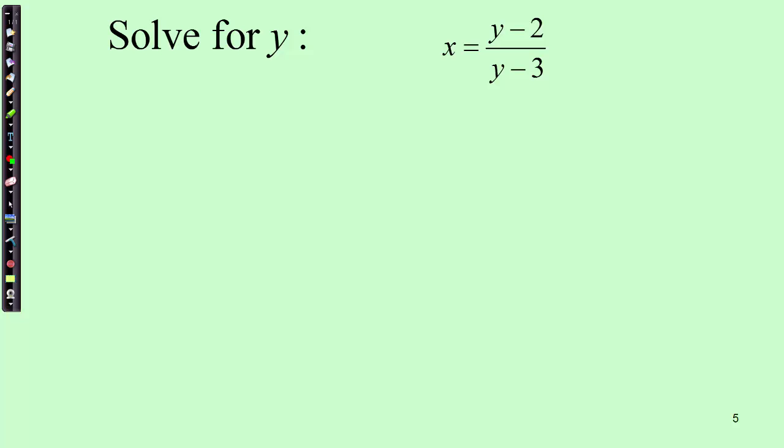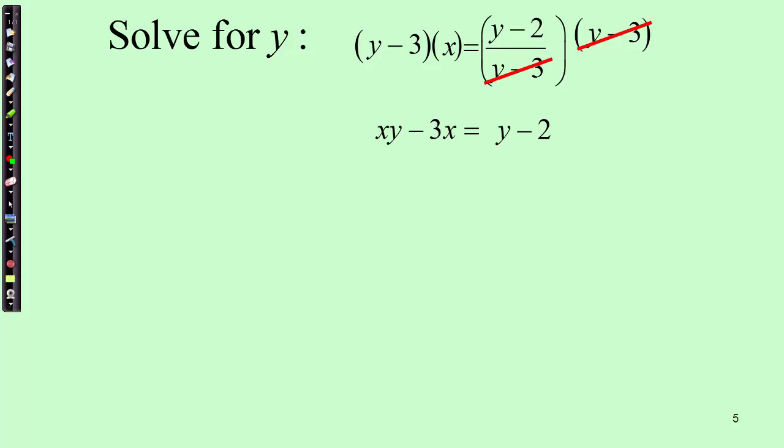See another one, solving for y in this equation. This is like some that we did in the first section, only you've got more y's involved. We're going to start off just like in the previous problem. Multiply both sides by the common denominator. On the right hand side, the y minus 3's are going to cancel. On the left hand side, we can multiply that out using the distributive property.